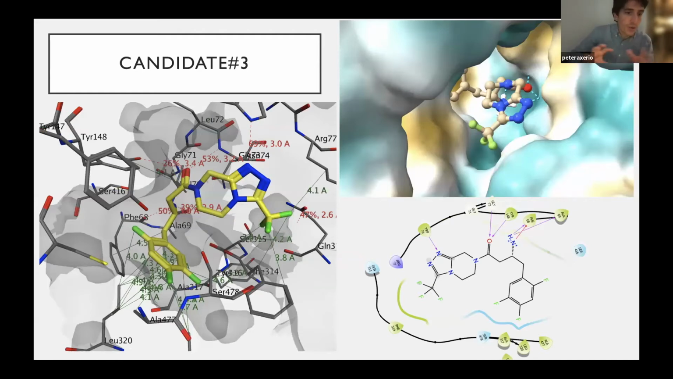So for all the interactions, we're looking at hydrophobic and hydrophilic interactions, and seeing which drugs can best fit into a particular pocket.